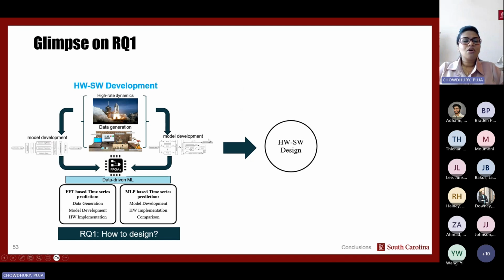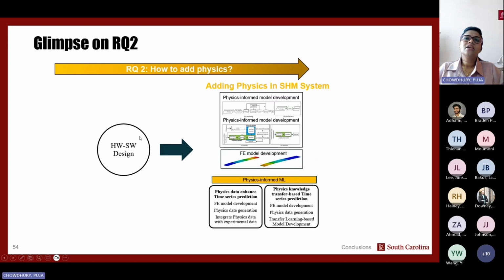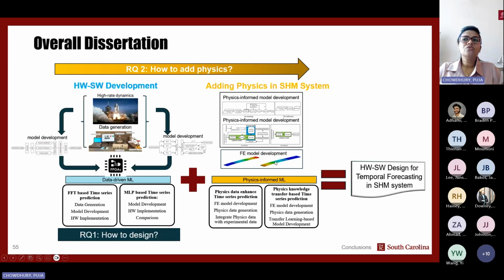And here is a glimpse of research question one, how we combine the hardware and software design. In the case of FFT and MLP, we made software and hardware designs. The second glance is for research question two, how we add physics, and how we made two approaches, the augmentation approach and the transfer learning based approach. And finally, we combined these two for my final dissertation.